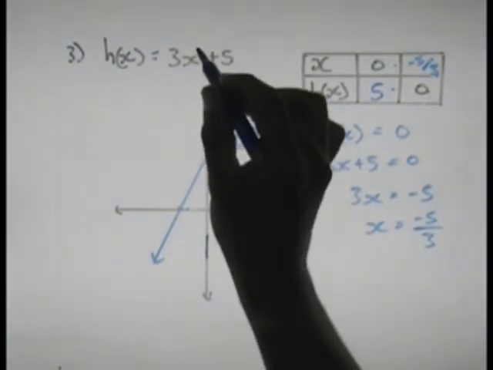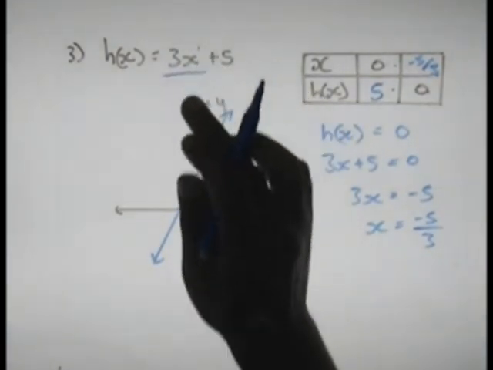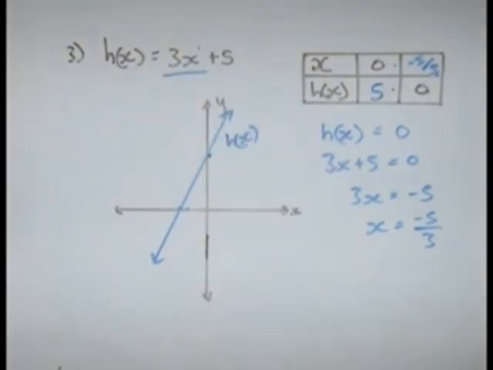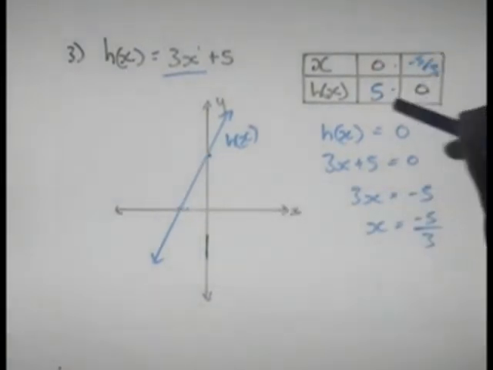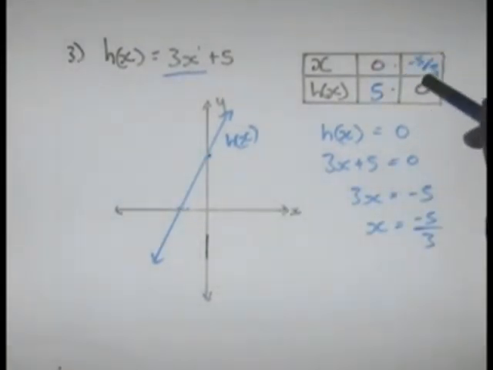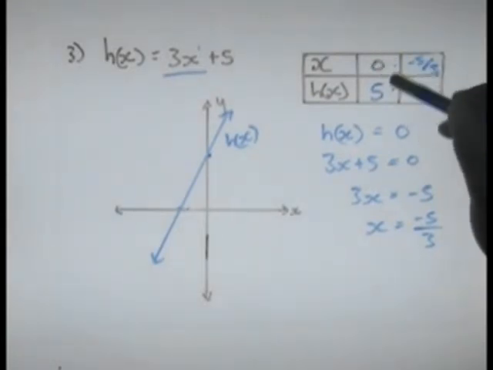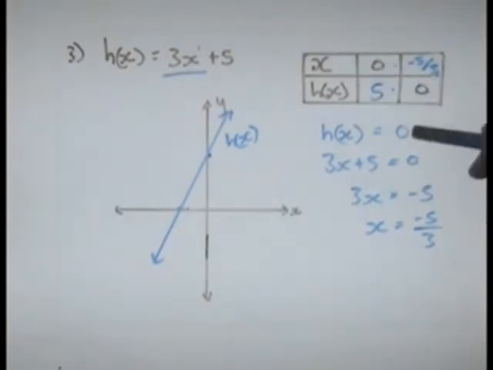Because it's a straight line, it's x to the power 1. Gradient times x to the power 1. Because it's a straight line, I only needed 2 points. These 2 points that I got are known as my intercepts. This is my y-intercept when x is equal to 0, and this is my x-intercept when y is equal to 0.